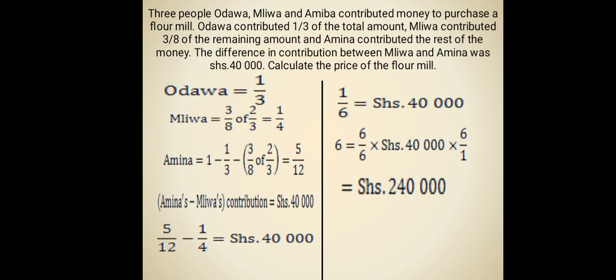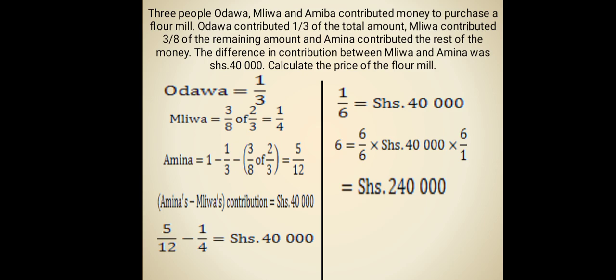Now here we have been told something. If you subtract Muliwa's contribution from Amina's, you get 40,000 shillings. Now, Amina contributed 5 over 12. Muliwa contributed a quarter. If you subtract a quarter from 5 over 12, we get a fraction of 1 over 6. And that 1 over 6 is equivalent to 40,000 shillings.